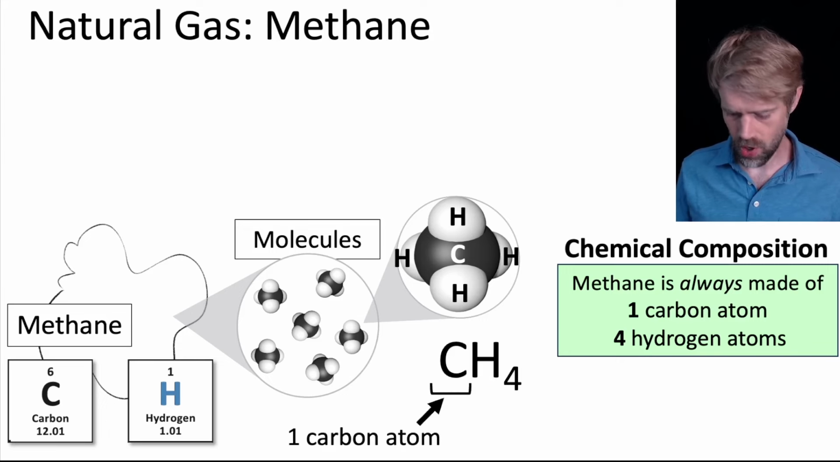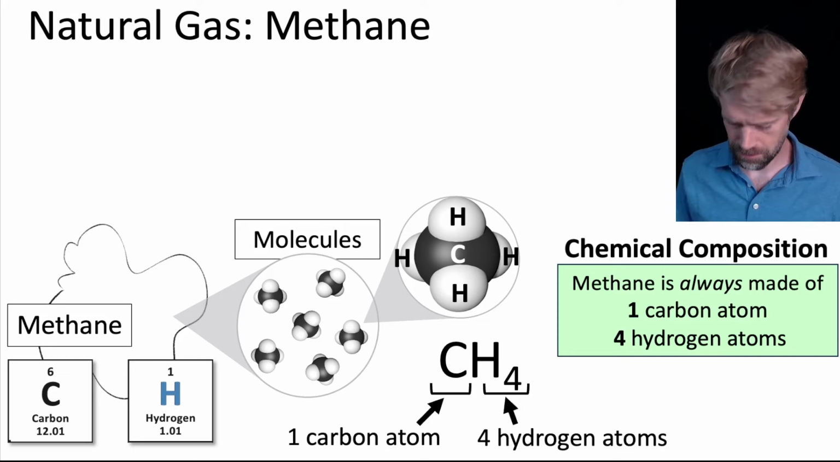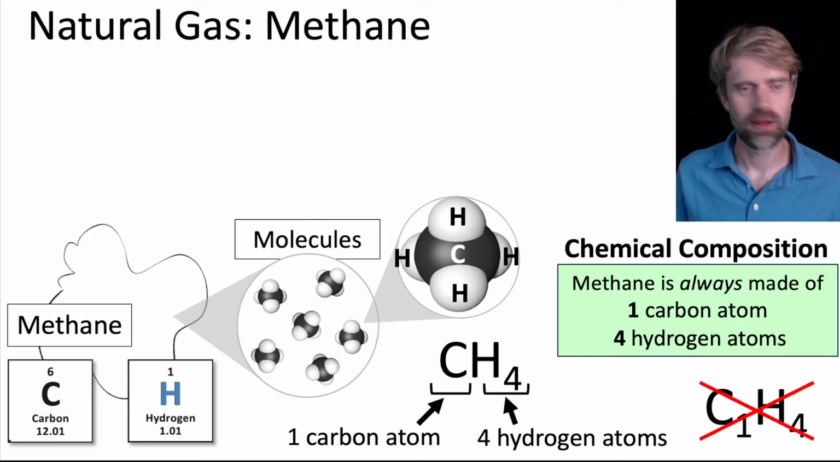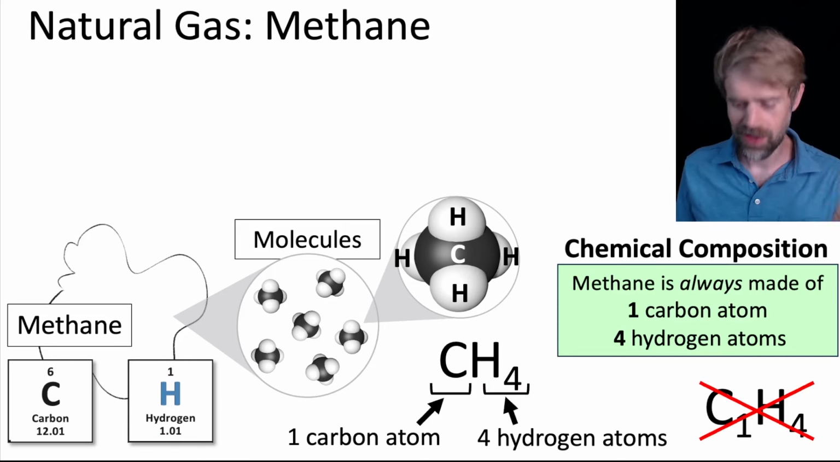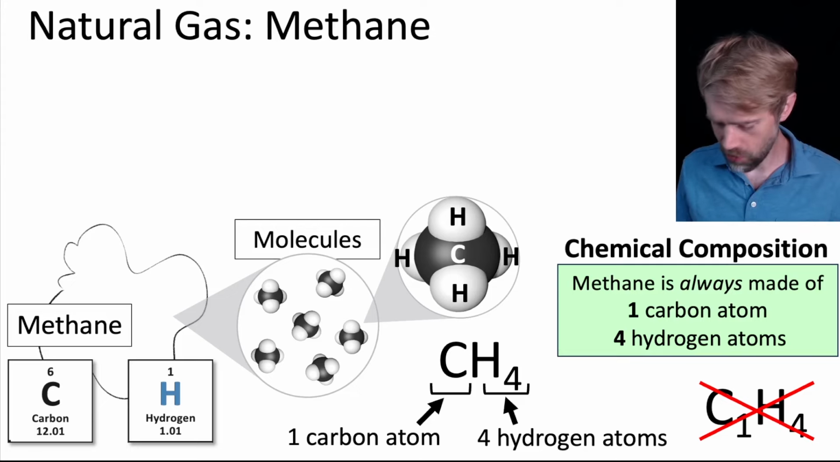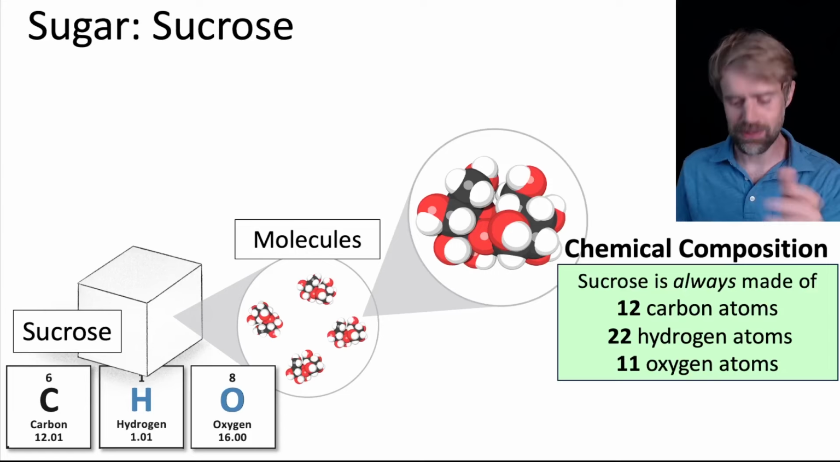CH4. One carbon atom, so we just have the letter C with no number after it, and 4 hydrogen atoms, H, the symbol for hydrogen, with a 4 after it, CH4. Once again, remember, if there's just one atom, you don't put the number 1. So you don't put 1 after C. No, that would be wrong. Don't do it.